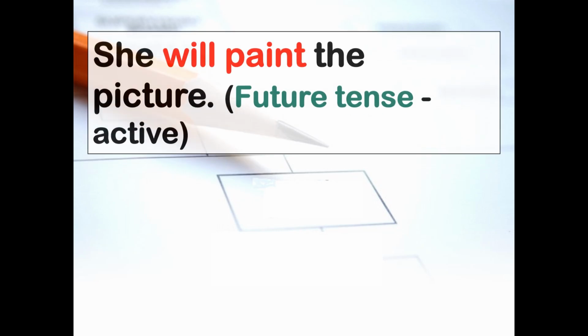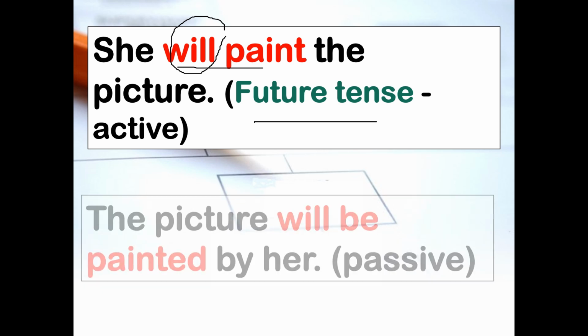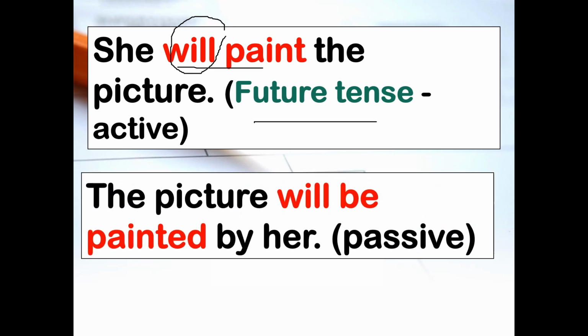To continue, we have another sentence. What if the given sentence is in future tense? So, how did you know that it's in future tense? You have there the helping verb will. Okay, so that means that the action is not yet done. It will still be done. So, she will paint the picture. The sentence will then become, the picture will be. Okay, so you have there, the pattern is will be, plus the past participle painted. Again, the picture will be painted by her.